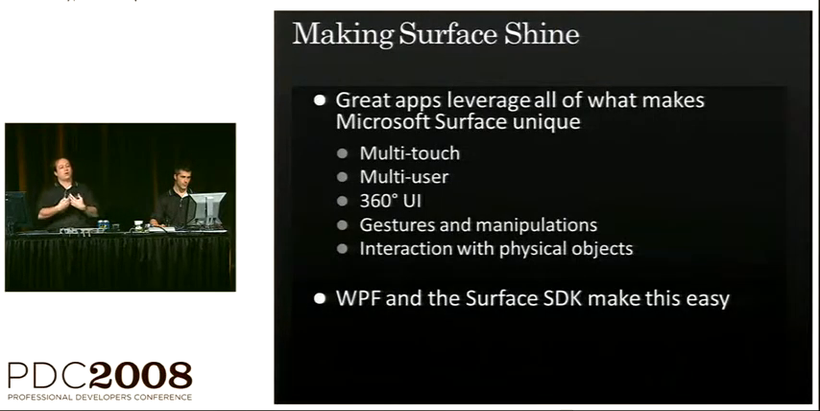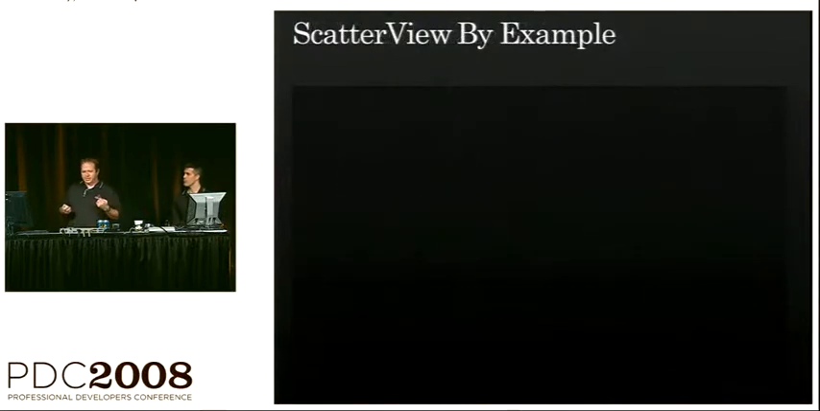360-degree UI, so people aren't all on one side of the table. Having natural gestures and manipulations, so you can interact with these virtual objects the same way you would with physical objects. And then having interaction with actual physical objects in your surroundings. What's great, though, is that when you're using the Surface SDK and you're using WPF, these things become really easy to do, especially when you take advantage of the Surface-specific controls that we provide in the SDK. So let's look at an example of that.